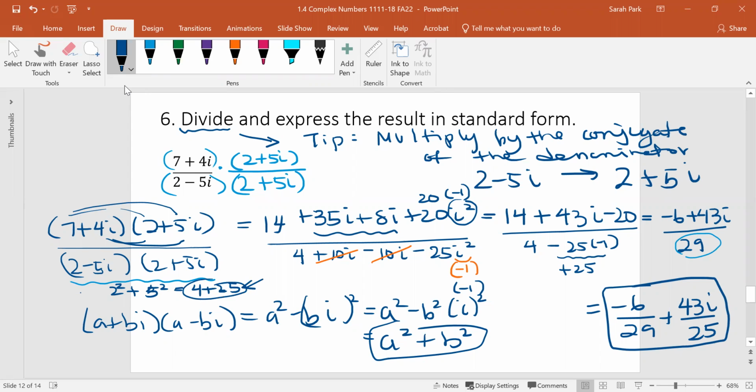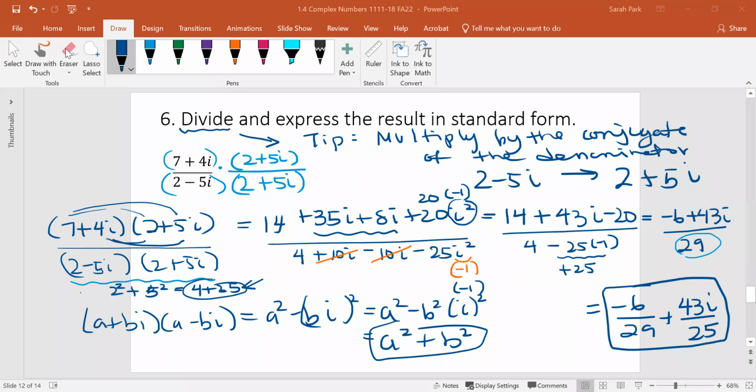Okay, so that was number 6. And let's see what's next. Okay, I'm sorry, I'm looking over the answers again just to make sure I don't have any typos. I think my brain is doing crazy things. I don't know why that changed to 25. That should be 29. You just have to make sure that when you do the work, you go back and look over your work to see if you didn't do anything silly, like change numbers around in your head. Okay, so it's -6 over 29 plus 43i over 29.